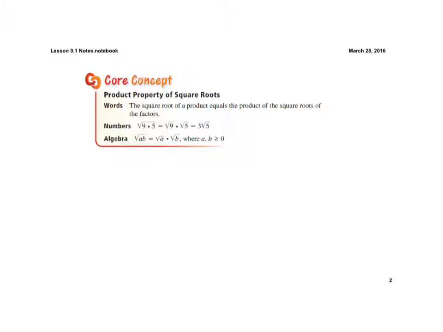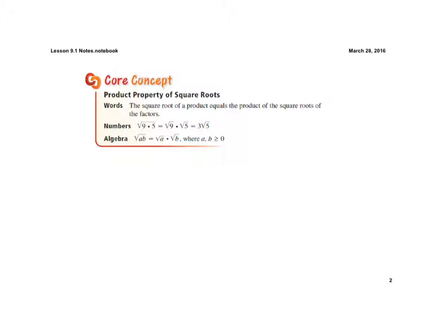All right, the first core concept is the product property of square roots. In words, the square root of a product equals the product of the square roots of the factors. So the square root of 9 times 5 can be broken up into the square root of 9 times the square root of 5. But since the square root of 9 is a perfect square, the whole number 3, I can rewrite that as 3 times the square root of 5.